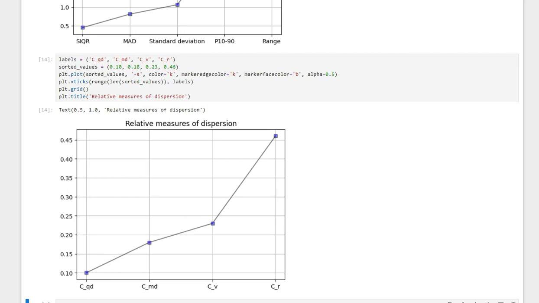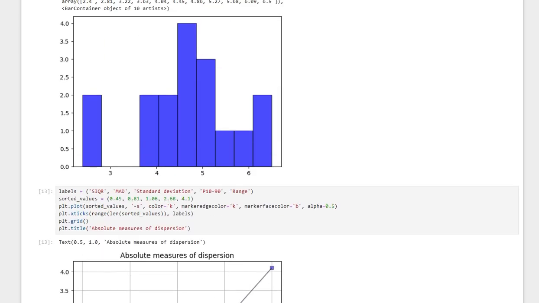However, the mean deviation coefficient and the coefficient of variation show moderate variability in the data set, and the coefficient of quartile deviation, because it's a smaller number, we'll say that it shows relatively low variability in the middle 50% of the data set.